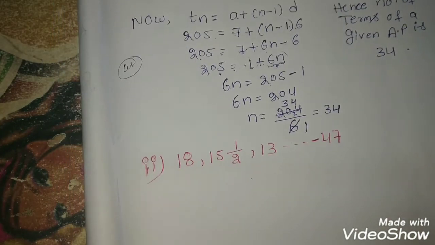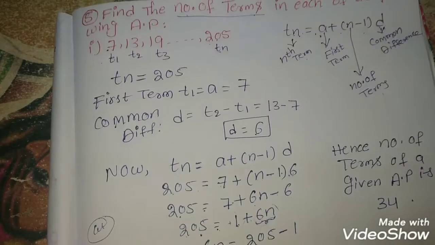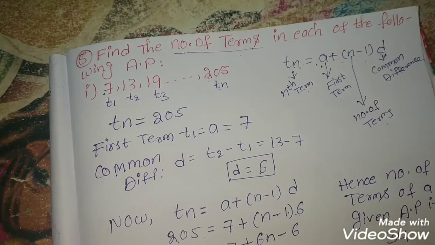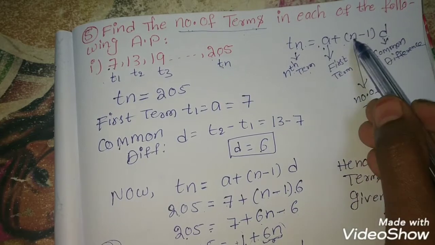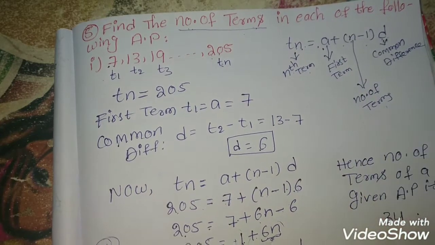See here, the second question is also the same process. And what do we need to find? We need to find the number of terms. That is n. Small n we need to find. Number of terms. Let's start.